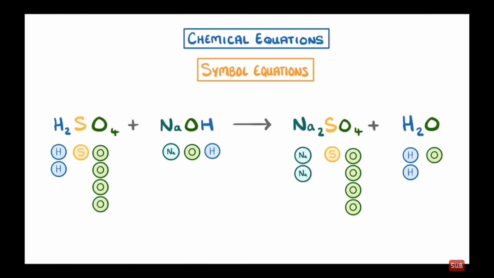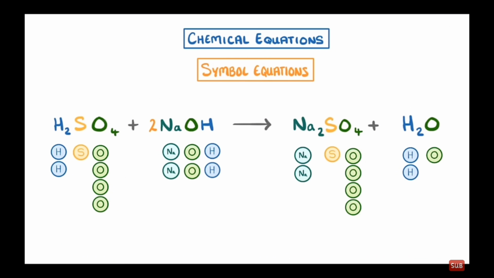Although it's up to you, I recommend balancing the least common elements first, which in this case would be sulfur and sodium. As sulfur is already balanced, with 1 on either side, I'd look at sodium, where we can see that we need 1 more on the left. So to fix this, I'd put a 2 in front of the sodium hydroxide, giving us 2 sodiums. Then if we count all of our atoms again, we can see that we need 2 more hydrogens and 1 more oxygen on the right-hand side.